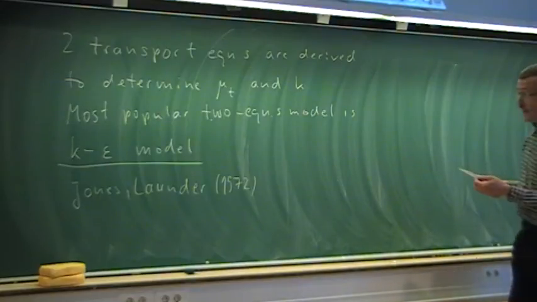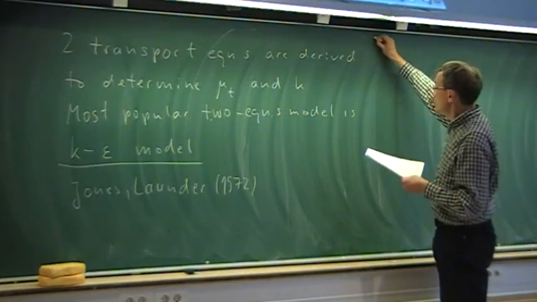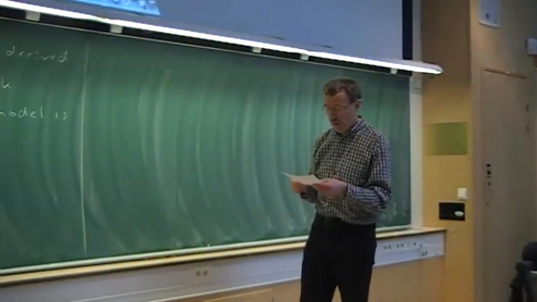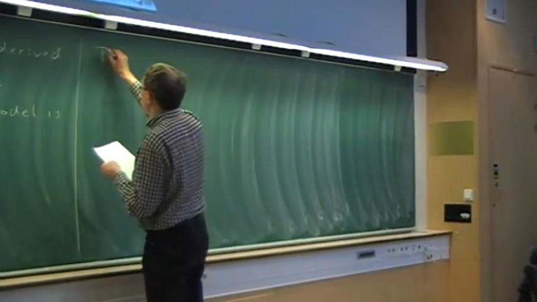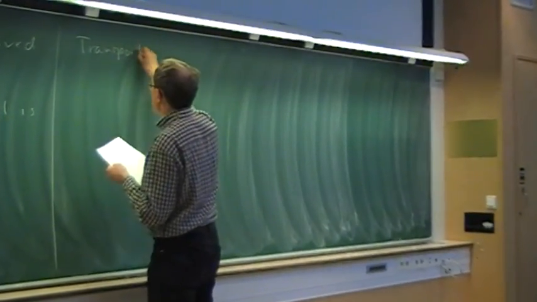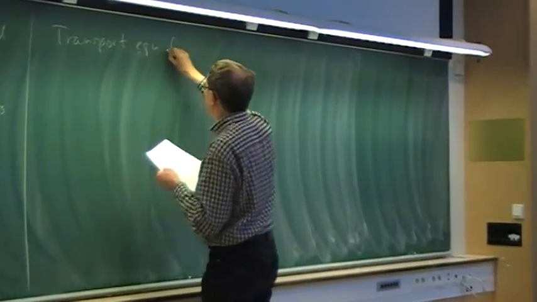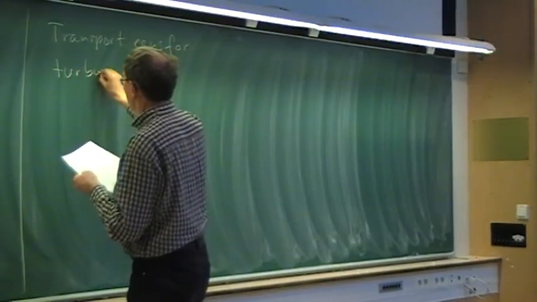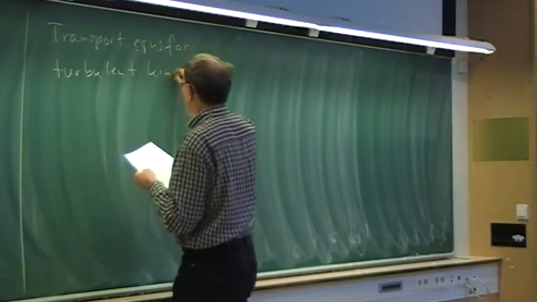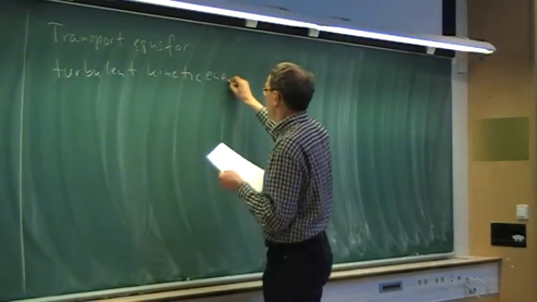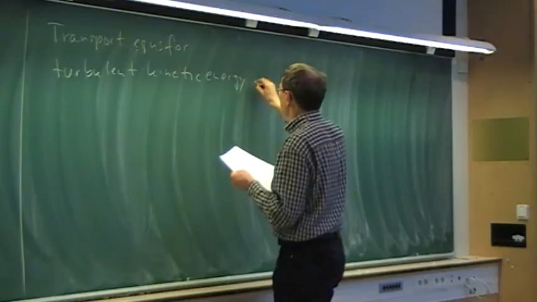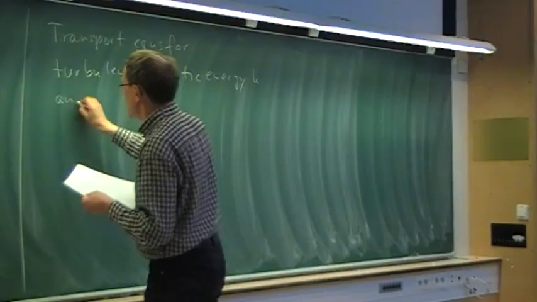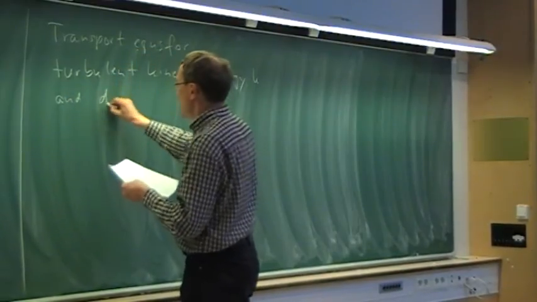Later on, Launder moved to Manchester, where I think he is still now. So in this model, the K epsilon model, we use a transport equation for the turbulent kinetic energy and for the dissipation rate. So there we use transport equations for the turbulent kinetic energy, and that is the K in the model, and the dissipation rate, and that is the epsilon.